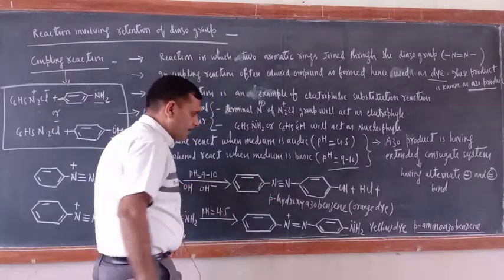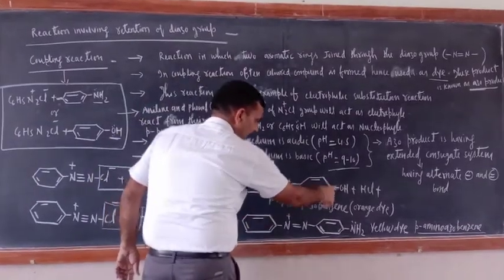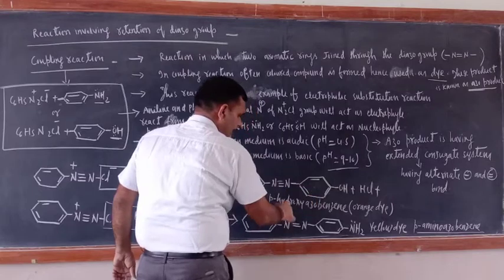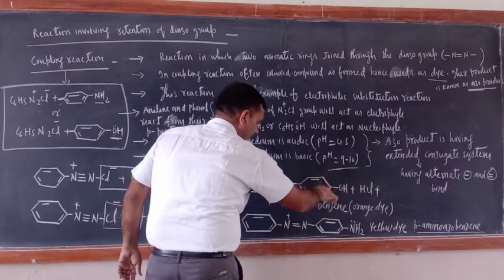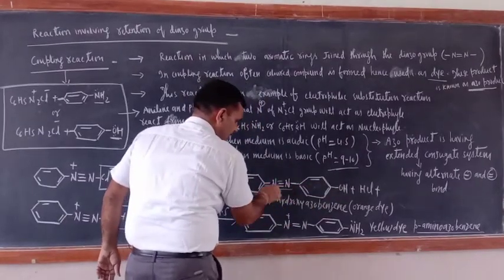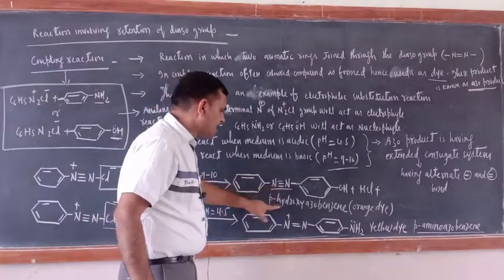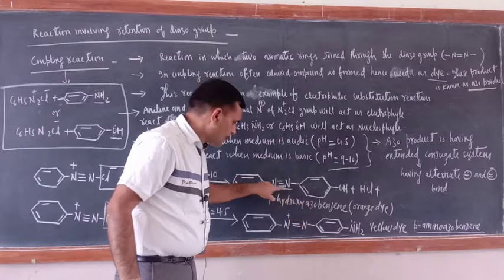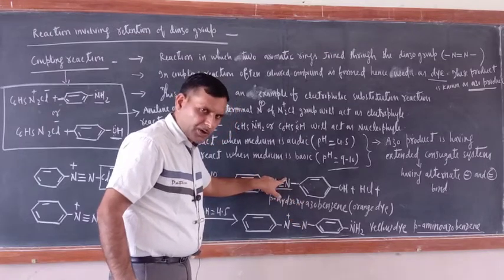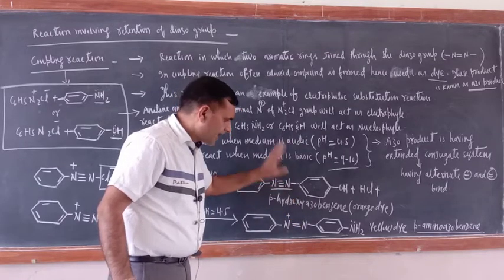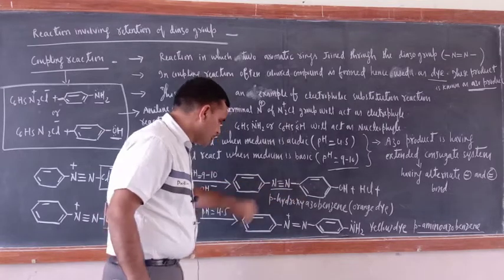And what would be the name of this one? Just see, para hydroxy. What is the name of this one? Para hydroxy azo, this is azo benzene. Para hydroxy azo benzene. The azo word is for N double bond N. So, para hydroxy azo benzene.